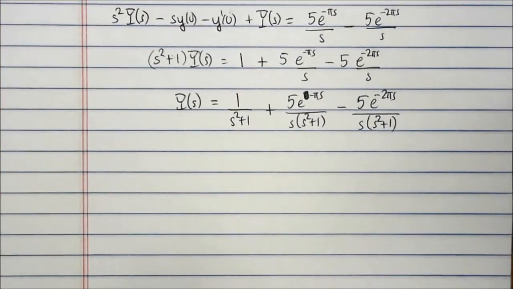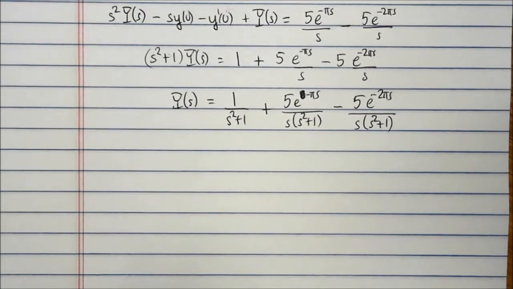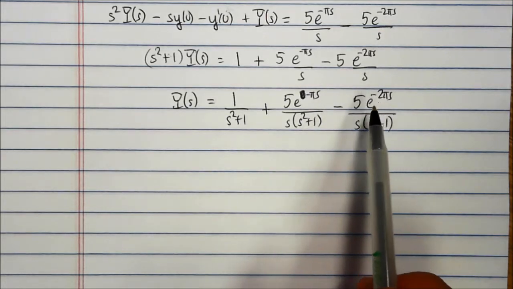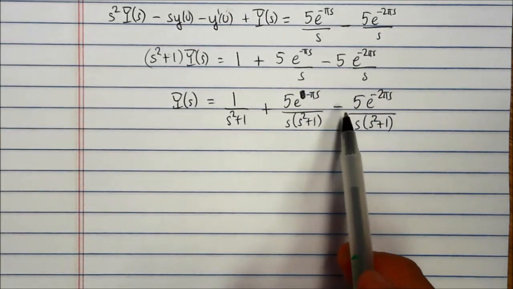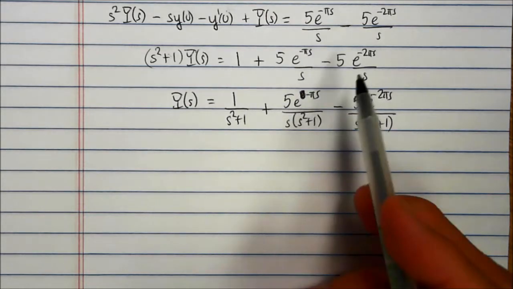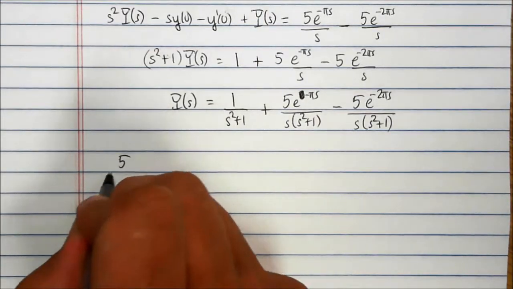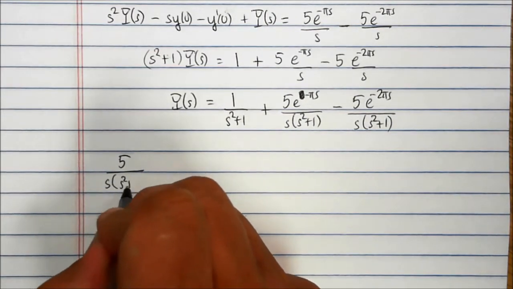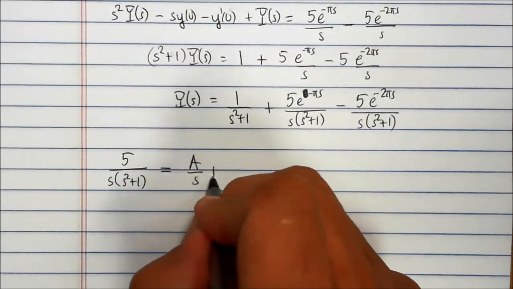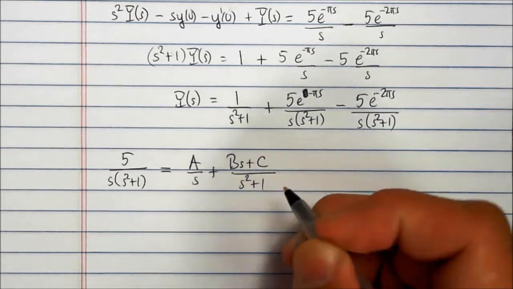And so now we have to figure out the inverse Laplace transform of this. To do this, we will temporarily ignore the e to the minus pi s up here and simply focus on the remainder. So we have 5 over s times s squared plus 1. And the partial fraction decomposition will be a over s plus b times s plus c over s squared plus 1.